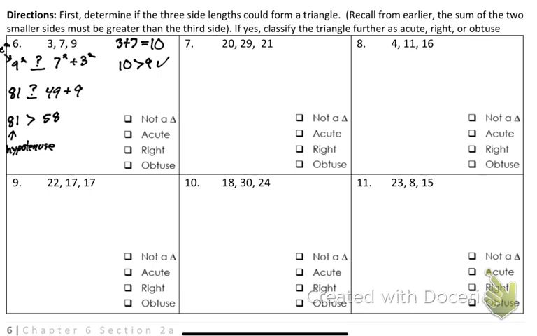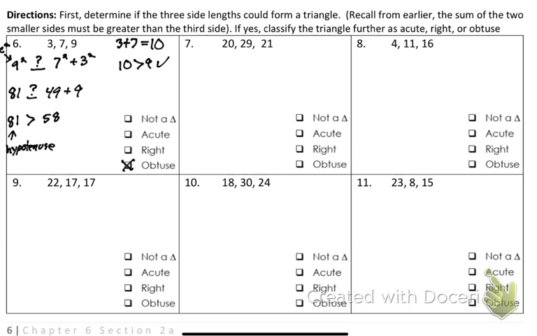If this was an equal sign, it'd be a right triangle. But because our hypotenuse, and it's always good to know which side you think is your potential hypotenuse, is too big, your triangle must open wide, which means it has to be obtuse. Bingo, bango, done.